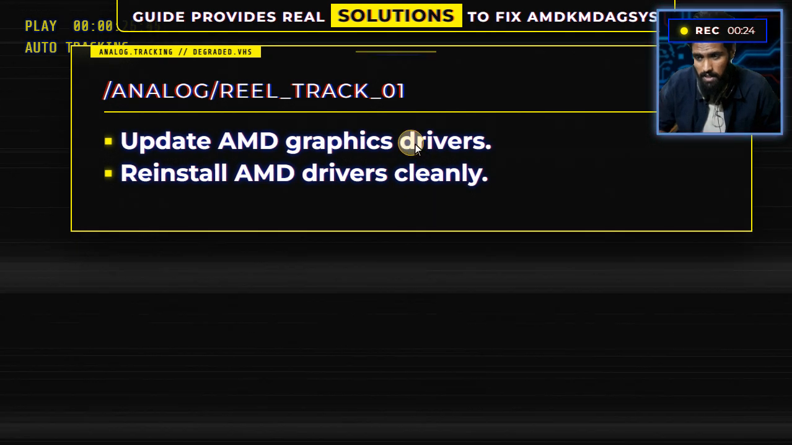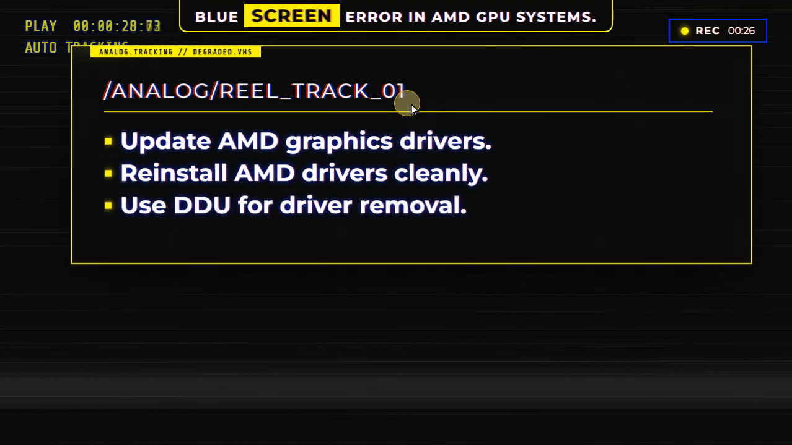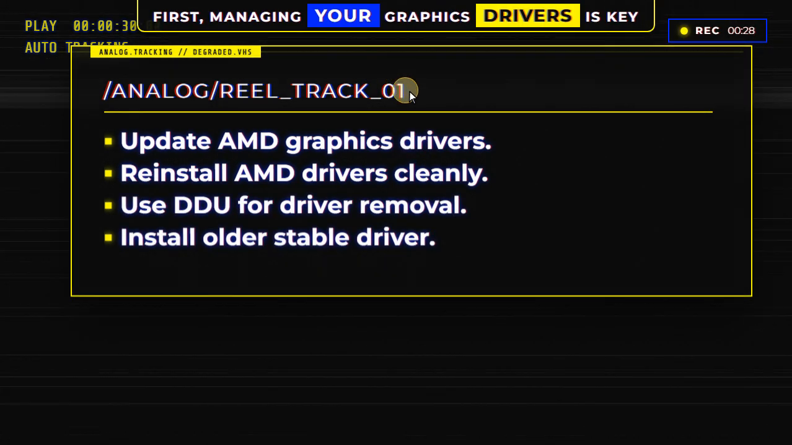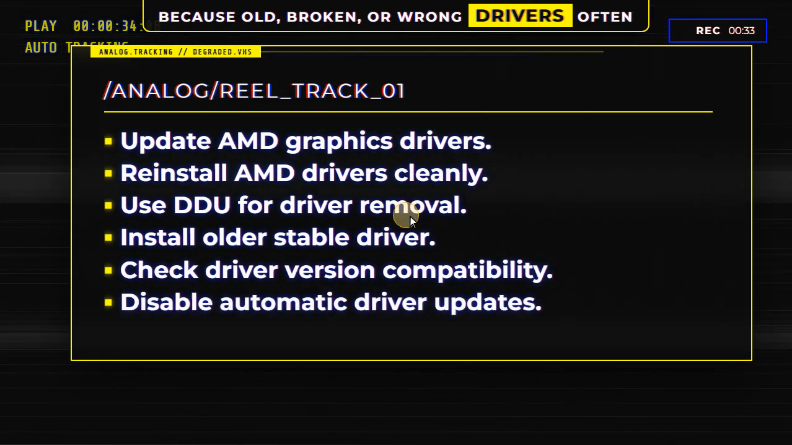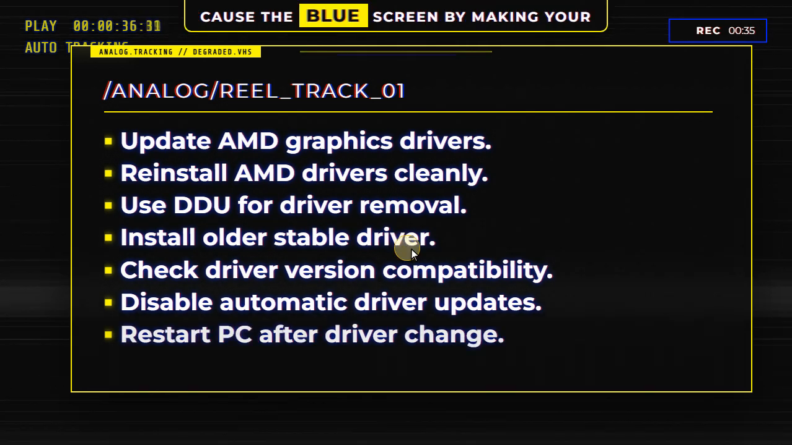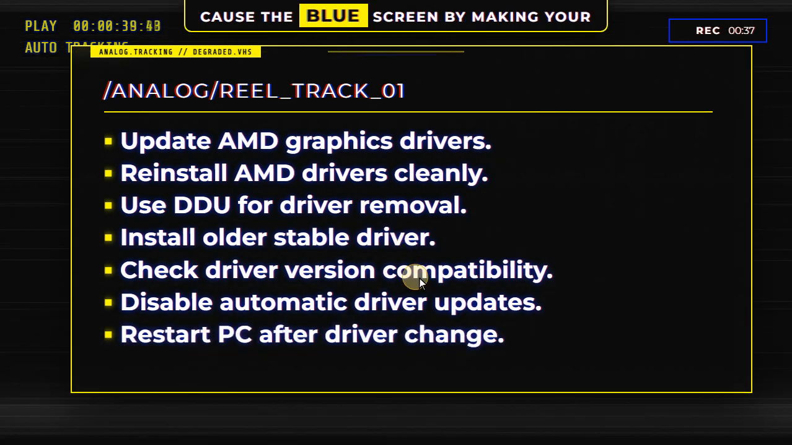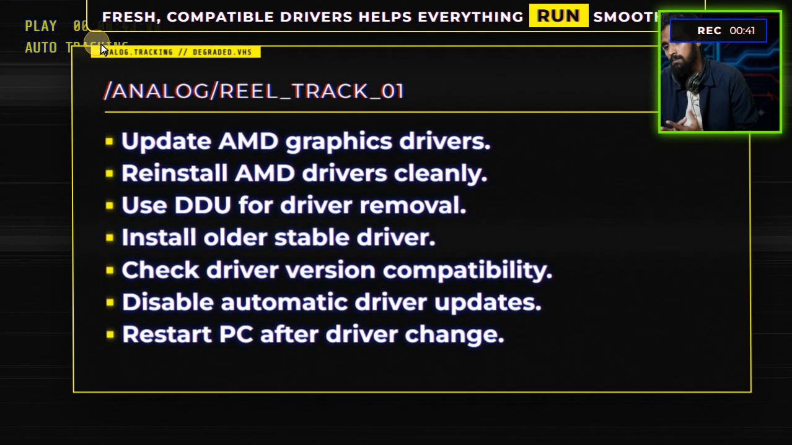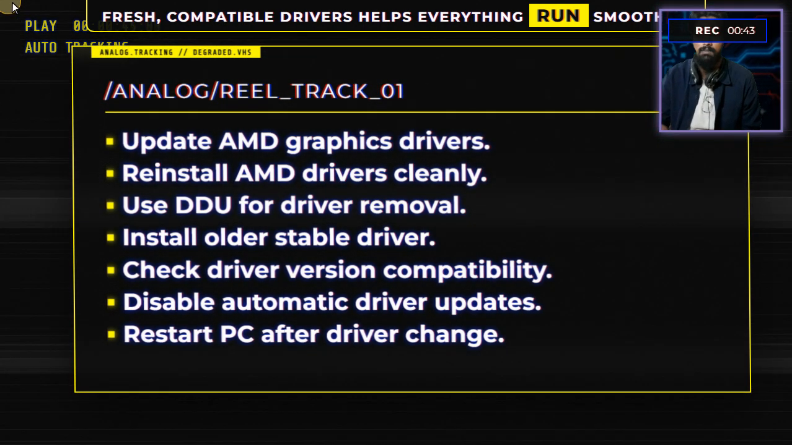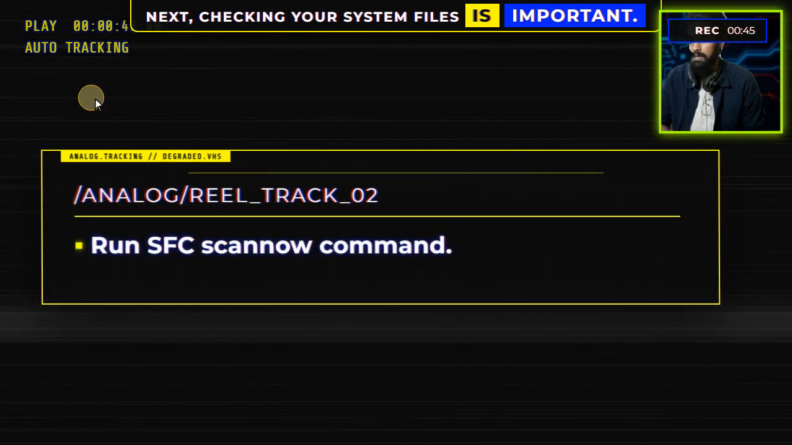This guide provides real solutions to fix the Amdkmdag.sys blue screen error in AMD GPU systems. First, managing your graphics drivers is key because old, broken, or wrong drivers often cause the blue screen by making your AMD GPU talk incorrectly with Windows. Getting fresh, compatible drivers helps everything run smoothly.